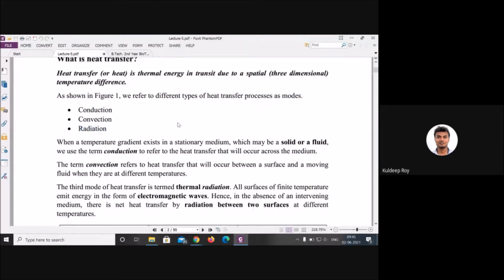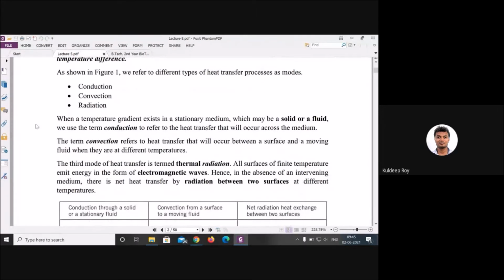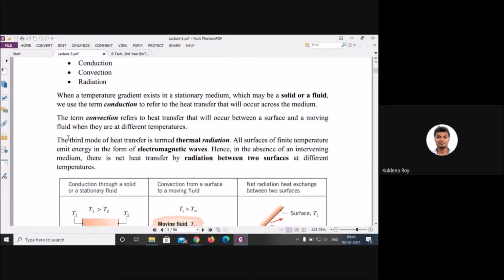Each and every body which has a higher temperature, like 80 degrees, will definitely emit heat into the atmosphere. Now when a temperature gradient exists in a stationary medium, it may be liquid, solid or gas, we use the term conduction to refer to the heat transfer that occurs across the medium. Now the term convection refers to the heat transfer that occurs between a surface and a moving fluid. One should be in moving condition.